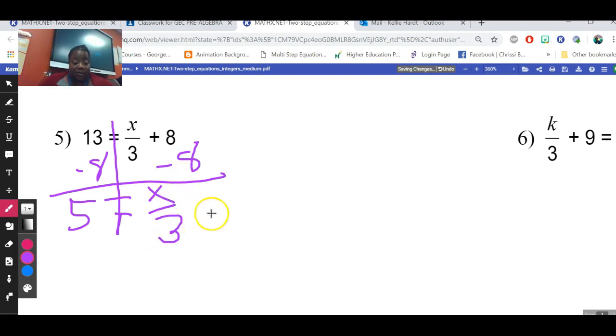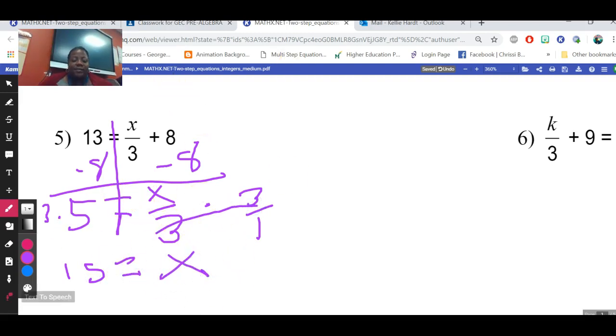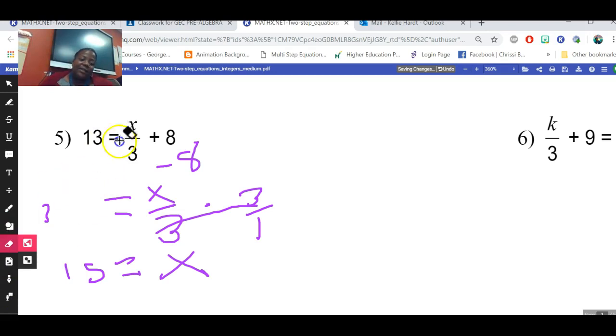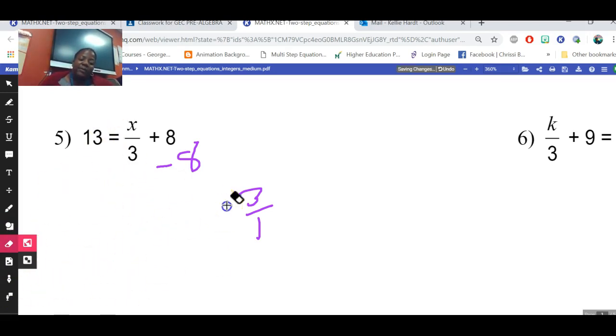Now, to get rid of the 3, we have to multiply it out. So I'm going to multiply 3 on this side, and then I'm going to multiply 3 on this side. As you can see, 3 times negative 5 is negative 15 here, equals, this cancels out, x. So for this one, you should have negative 15 equals x. Everybody good? And let me take a look at the homework to see if there's anything there that I might want to do for you.